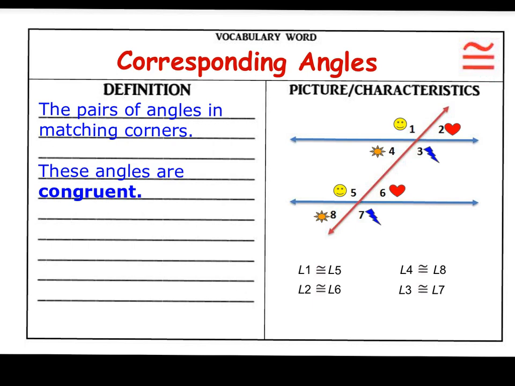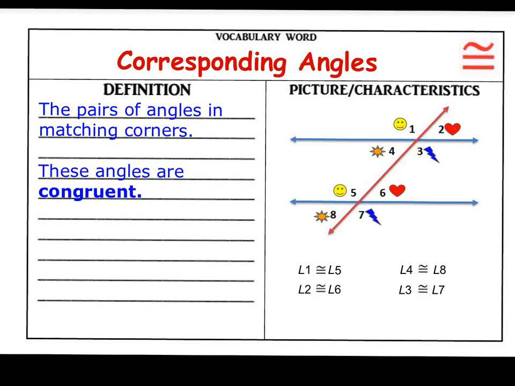I have that angle 1 and angle 5. They're in matching corners. Those two angles are congruent. Congruent: angles that have the same measure. We also have that angle 4 and angle 8 are corresponding angles. So those two angles are congruent.